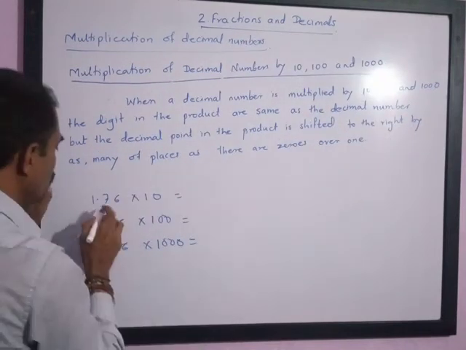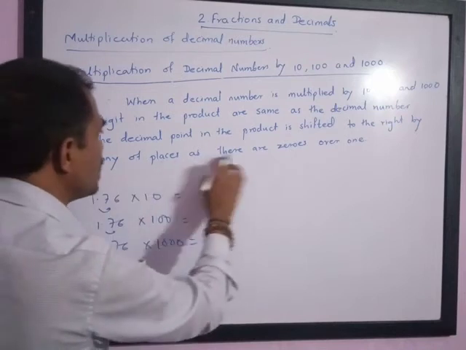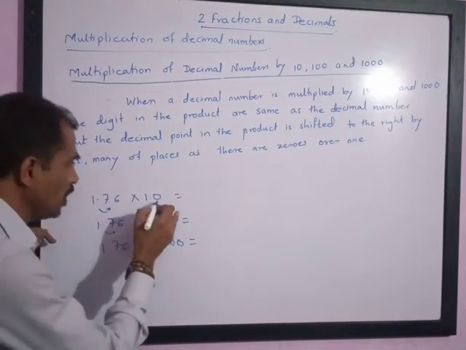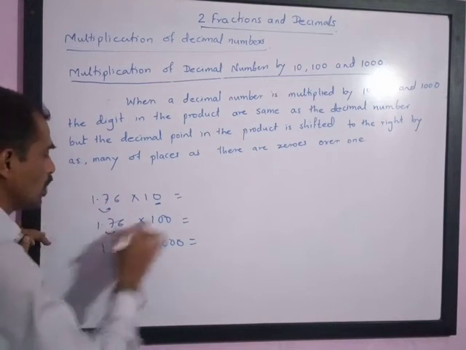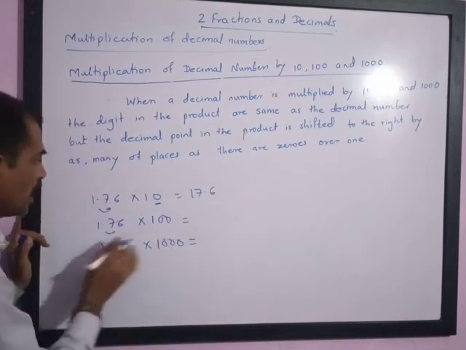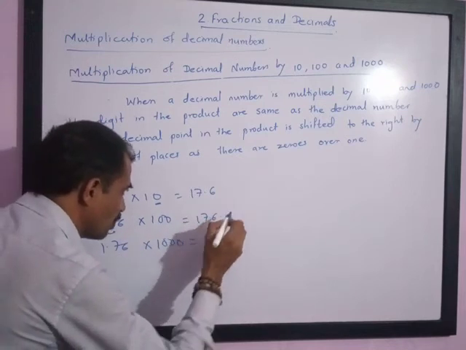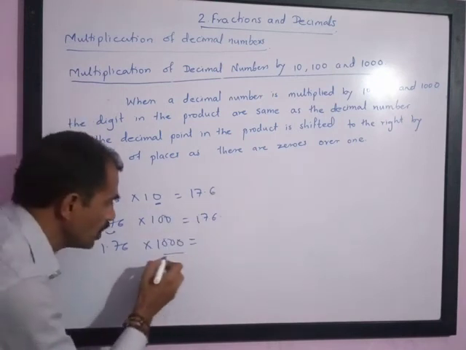This is my right hand, so the decimal point will shift to the right as many places as there are zeros after 1. What does that mean? Here 1 0 is there, it means the decimal point will shift one place to the right. So this will be 17.6. Here 2 zeros are there, so the decimal point will shift 2 places. 176 point, no number is there, so 0 can be written. Now we have to shift 3 decimal places.